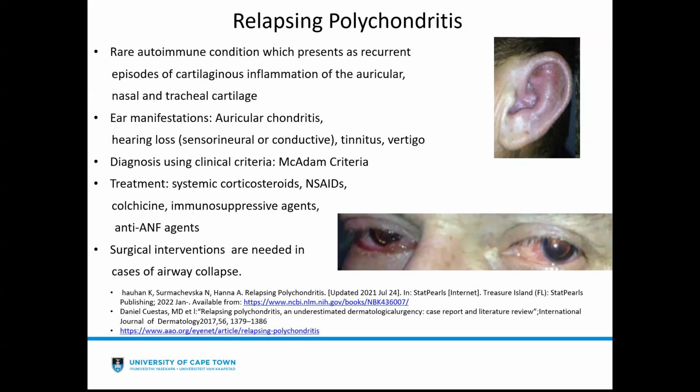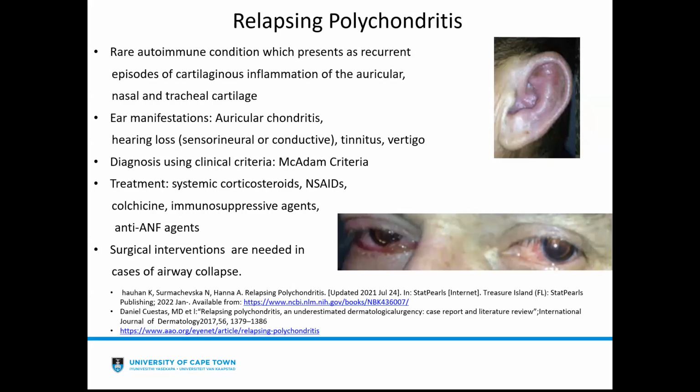The treatment for these patients is systemic corticosteroids. Anti-inflammatories can be used for pain relief, as well as colchicine. Immunosuppressive agents are also used in this condition, such as sulfasalazine and methotrexate. And then in the last 5 years, biologicals have come into play, so anti-TNF agents can also be used for these patients with quite good outcomes. The prognosis for these patients with these newer biological agents is quite good.